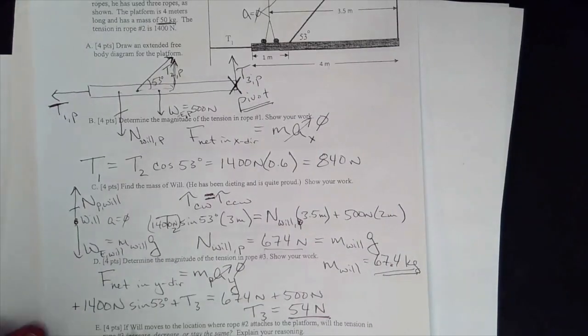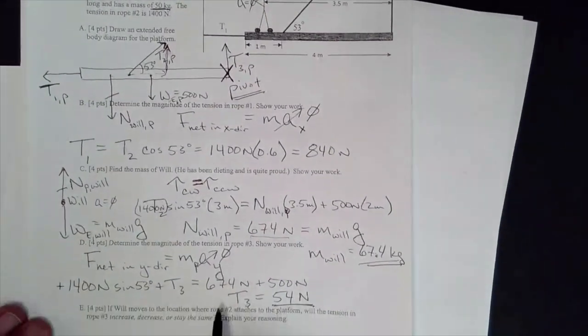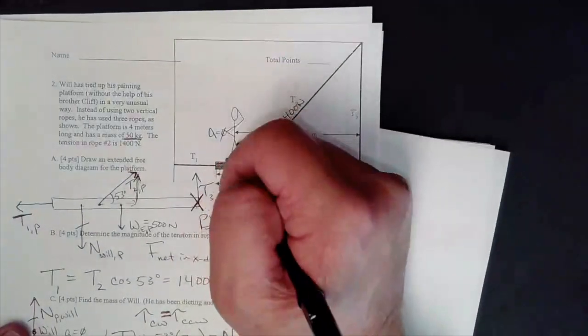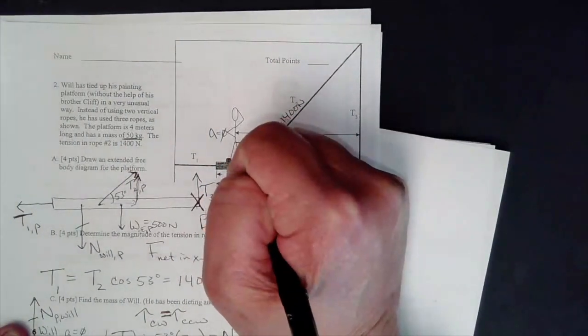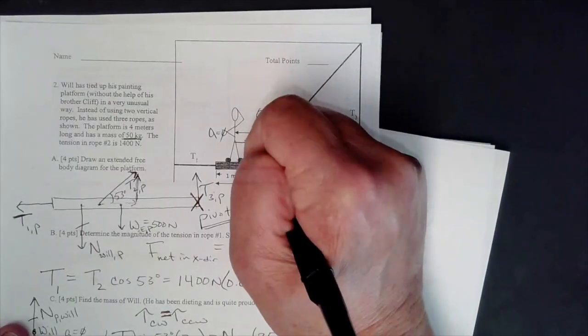Now, suppose Will were to move to the location where rope 2 is attached. In other words, we're going to move Will. We're going to move him right over here.